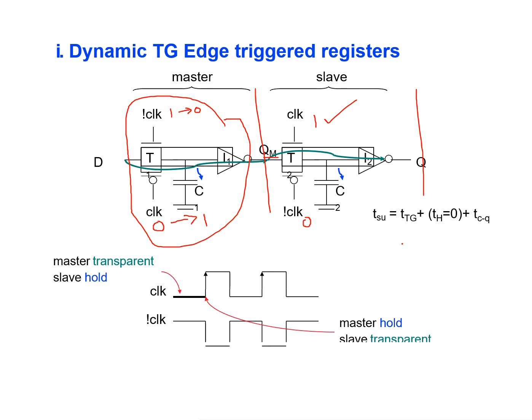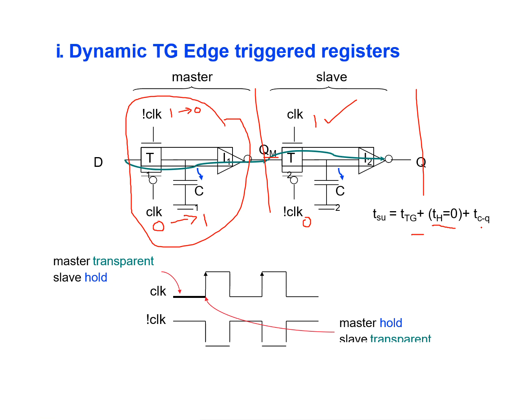Thus the total setup time here is equal to the transmission gate delay, the hold time is equal to 0, and then there is the clock to Q time. This hold time equal to 0 is due to the transmission gate turning off on the clock edge, and further input changes are ignored. Based on this, the setup time is calculated.